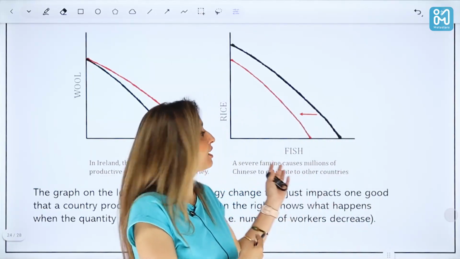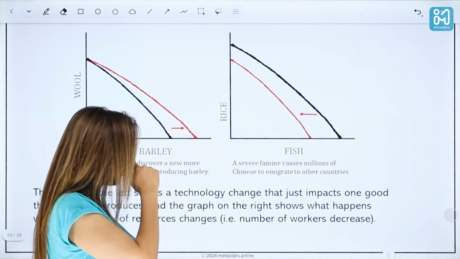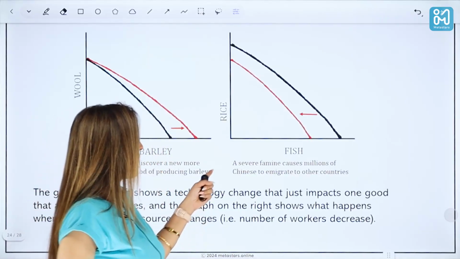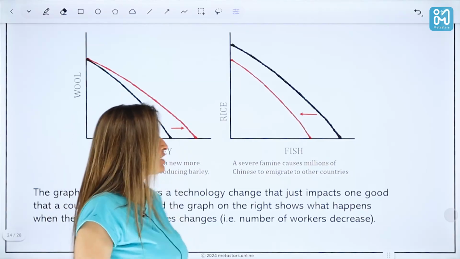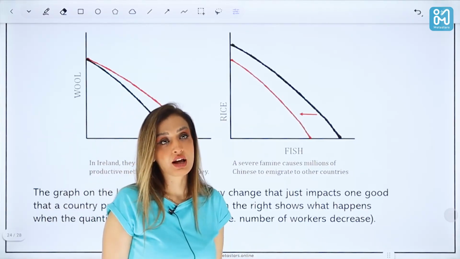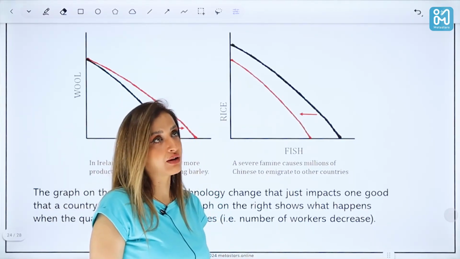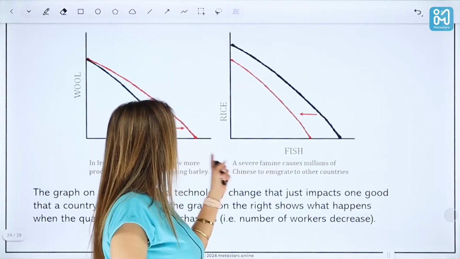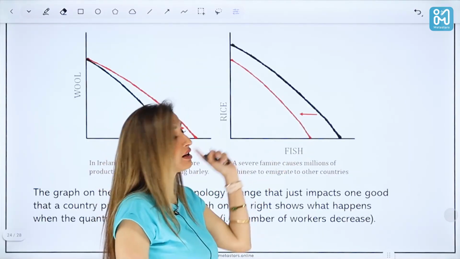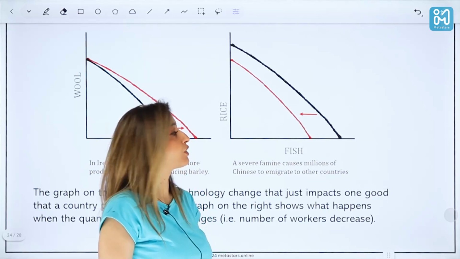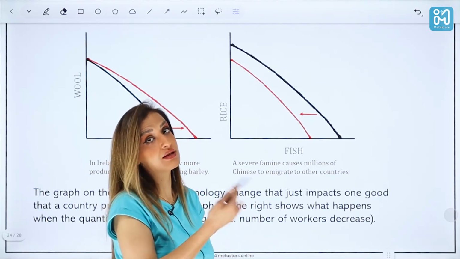And the other graph, in this graph, we have a severe famine that causes millions of Chinese to immigrate to other countries. That means I don't have enough workers to produce either fish or rice, and that causes the curve to move from right to left.